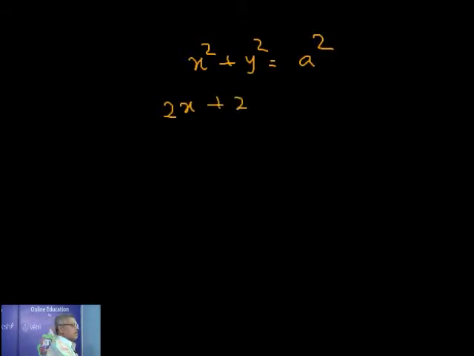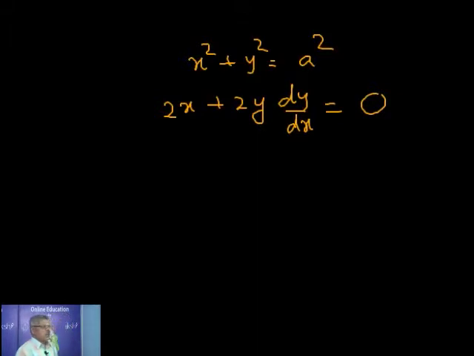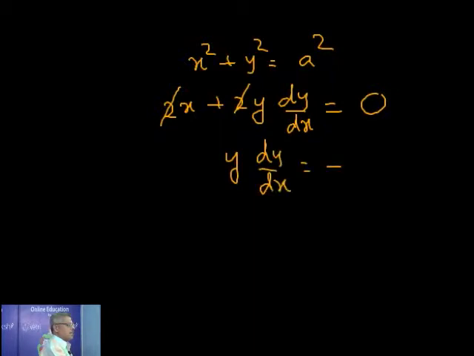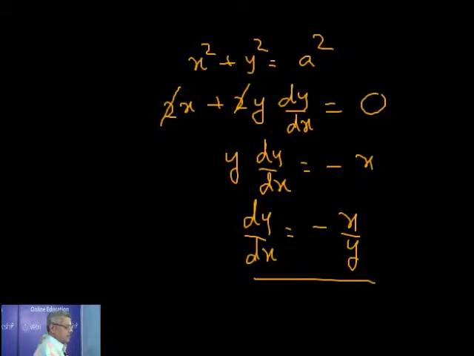Therefore 2x plus 2y dy by dx is equal to 0. Differentiating y square, 2y. Again y is a function of x. Therefore, applying the function of function rule, you get dy by dx. So cancelling 2, you get y times dy by dx is minus x. Therefore dy by dx for this curve is nothing but minus x by y. So we have obtained dy by dx for the curve.